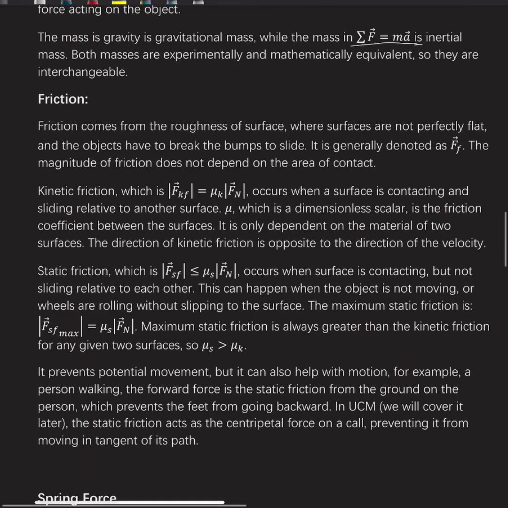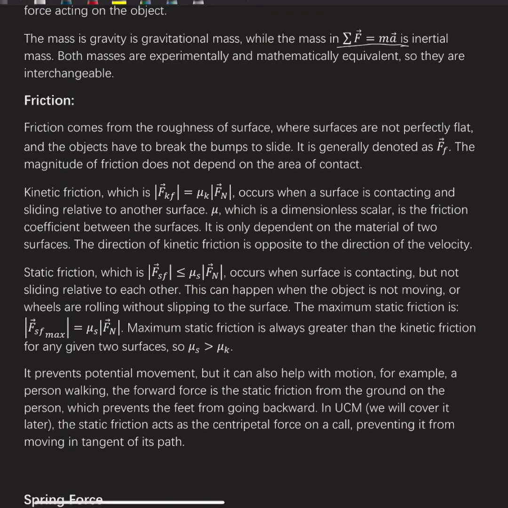Friction force. Friction comes from the roughness of a surface, where the surfaces are not perfectly flat. So a surface might look something like this. When the object tries to go through this, it has to pass the bump here, and it takes force to break this bump. So there is a friction force. The notation is F sub f.